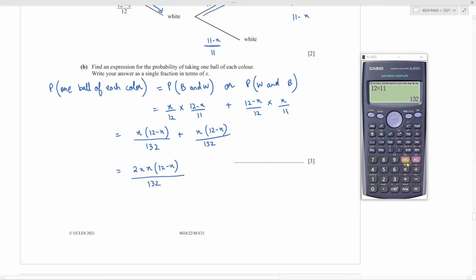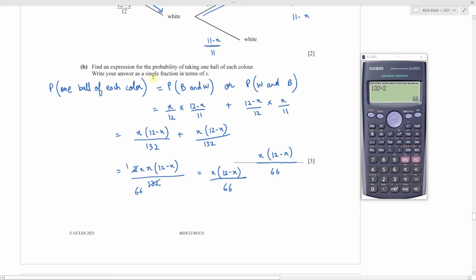So now I can simplify. 132 divided by 2, this will cancel out, so 2 times 1 and 2 times 66. So this will be x into 12 minus x over 66. So x into 12 minus x over 66. If you want, you can open this bracket up as well and write it as 12x minus x square.